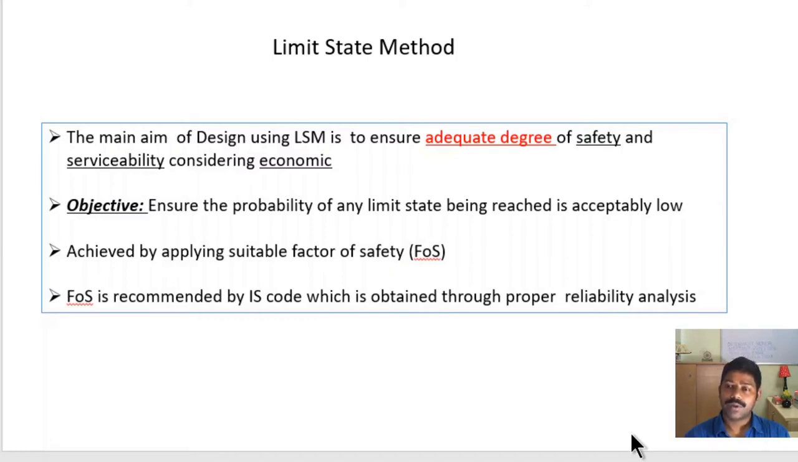At the same time, you are also ensuring the safety and serviceability criteria. Though it cannot guarantee that the structure will not fail, the probability of failure will be low. For the same reason, the IS code does the statistical and reliability analysis to recommend the factor of safety for the loading or stress conditions, and you can use that load factor of safety for your design purposes.